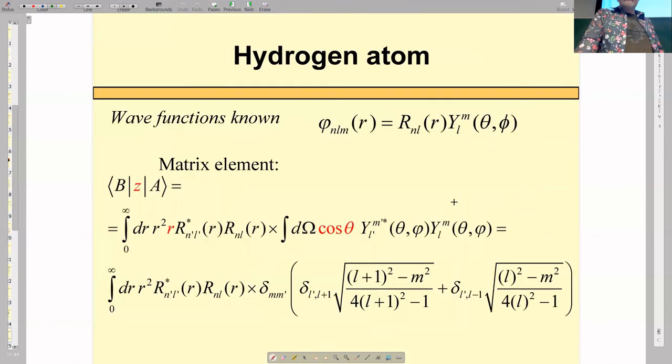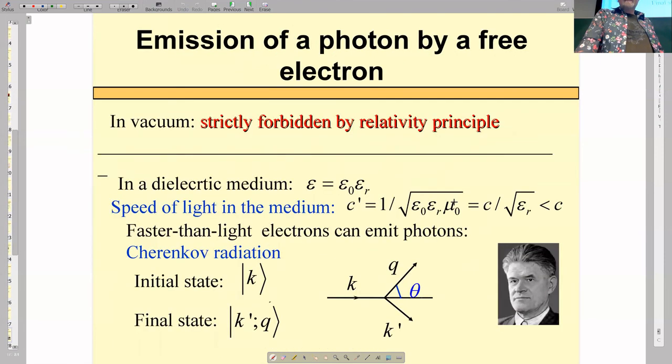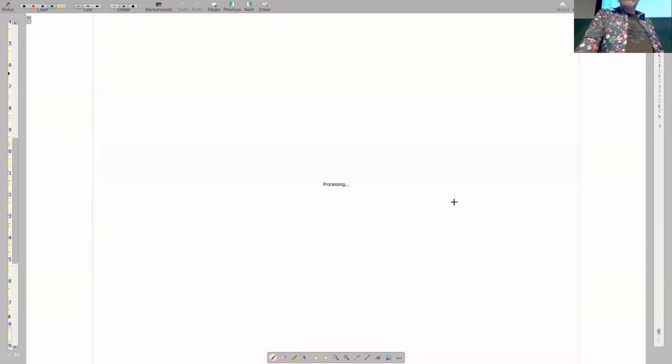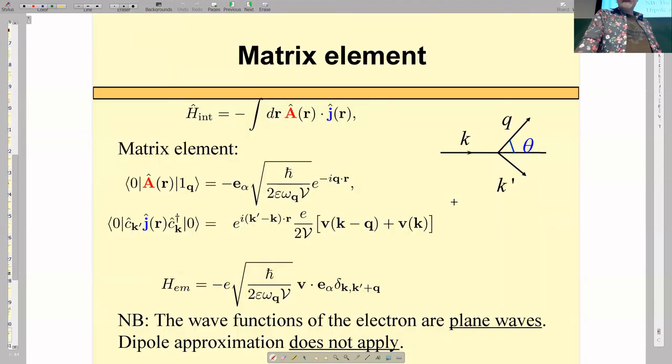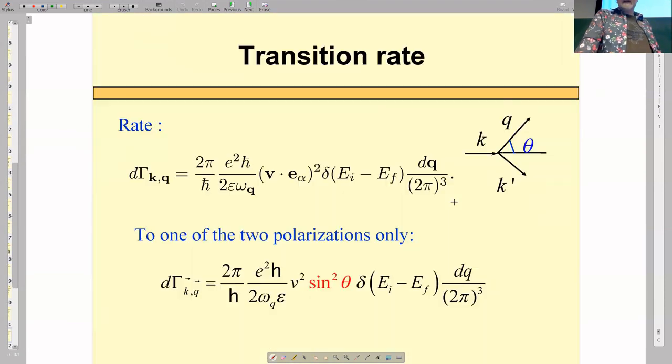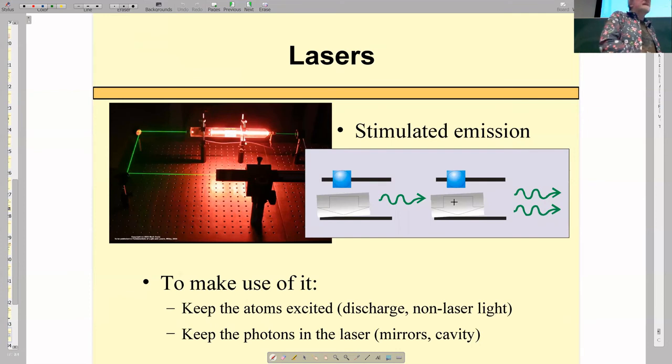Right, let me skip all that which is specific for atoms. Let me skip Cherenkov radiation. It's all nice and related to the nuclear department, reactors. But I would like to talk about lasers. So that's a picture of a laser.